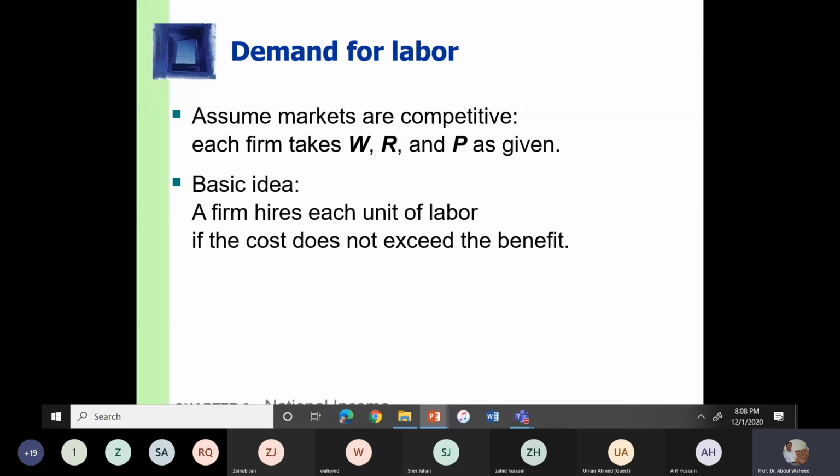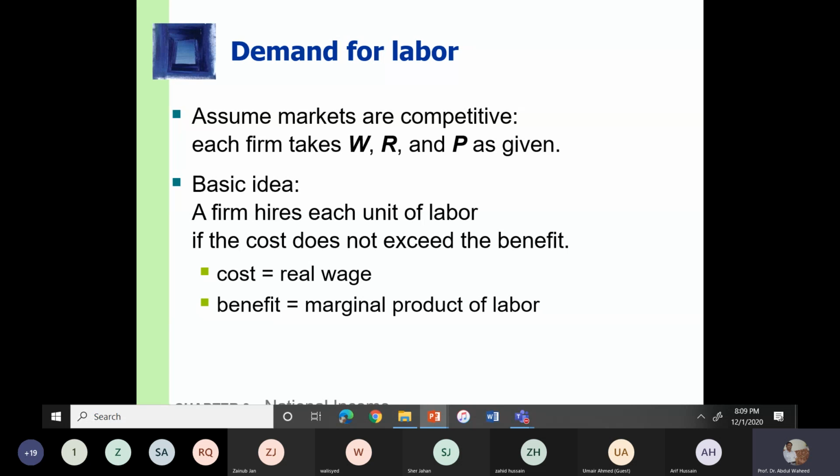The basic idea is the firm hires each unit of labor if the cost does not exceed the benefit. If you are a firm and the objective of the firm is to maximize profit, then you will not hire labor whose cost is more than the benefit. And what is the cost of hiring labor? The cost of hiring labor is the real wage. This is the cost, no? Because when you hire a worker, you have to pay the real wage. Then the benefit is the marginal product of labor.